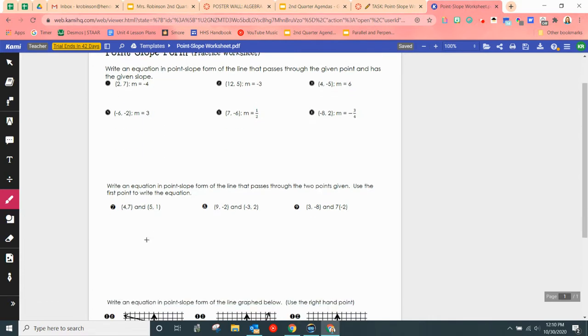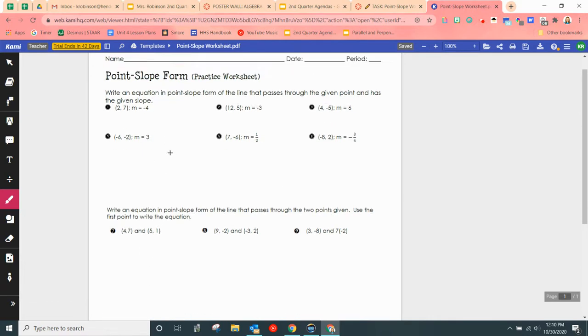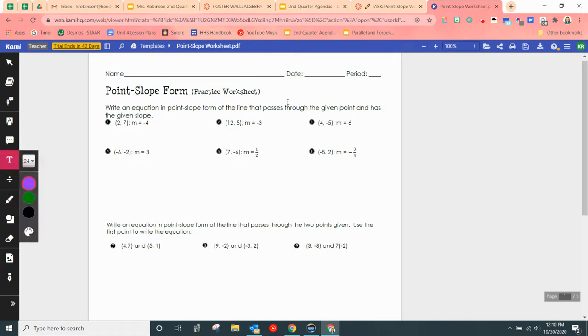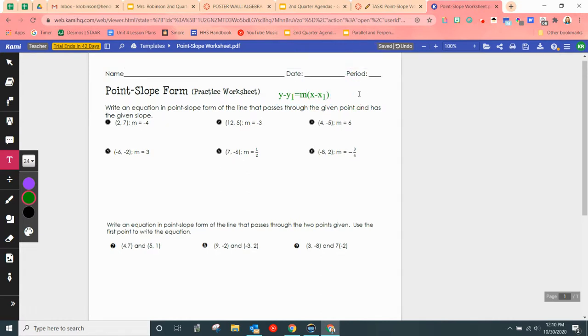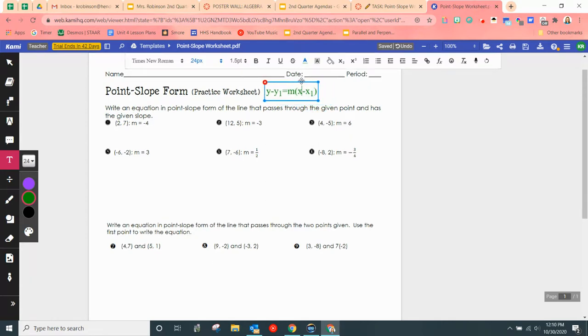Now, what if they just give you 2 points? Remember, to write in point slope form, and I'm going to type the formula here. It's y subtract, I'm going to do it in green for where you're going to plug in, y sub 1 equals, oh, it didn't change my color. It changed the whole color. Oh, okay. That's okay. m times x minus x sub 1. So there's your formula right there. There's your point slope form. I'm going to leave that on there so it'll be there for you guys too.